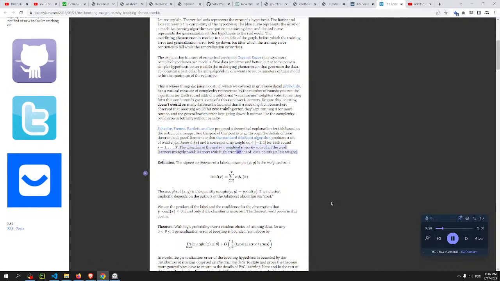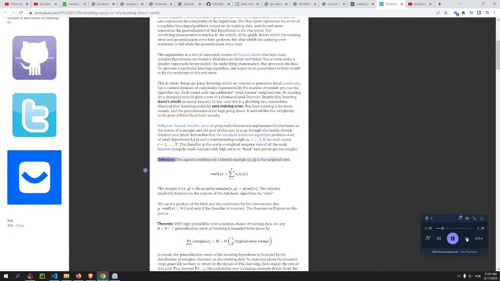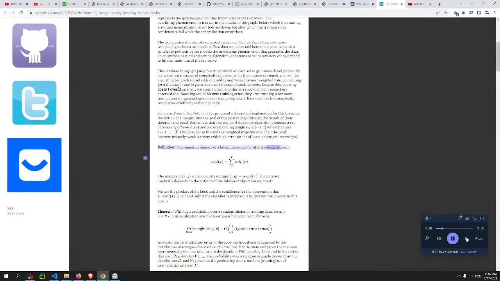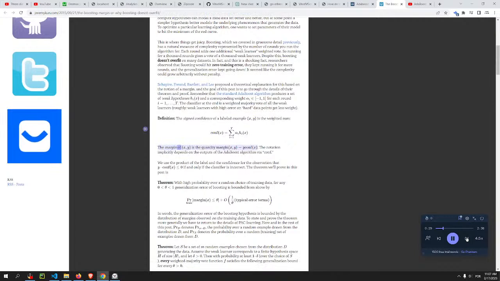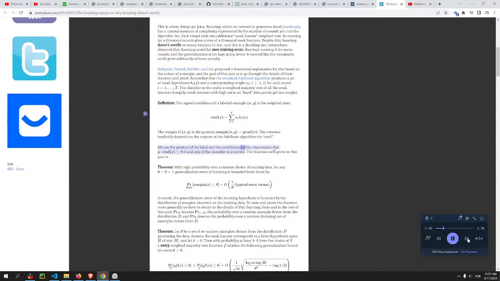Roughly, weak learners with high error on hard data points get less weight. Definition: the confidence of a labeled example (x, y) is the weighted sum conf(x), and the margin of (x, y) is the quantity margin(x, y) equals y conf(x). The notation implicitly depends on the outputs of the AdaBoost algorithm via conf. We use the product of the label and the confidence for the observation that y conf(x) is less than or equal to 0 if and only if the classifier is incorrect.